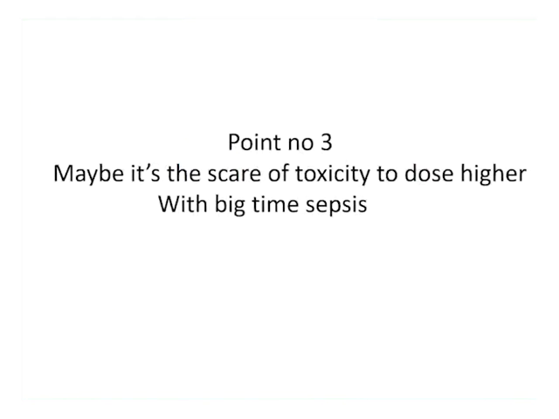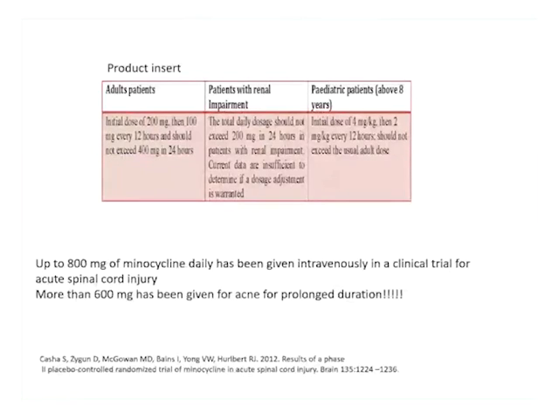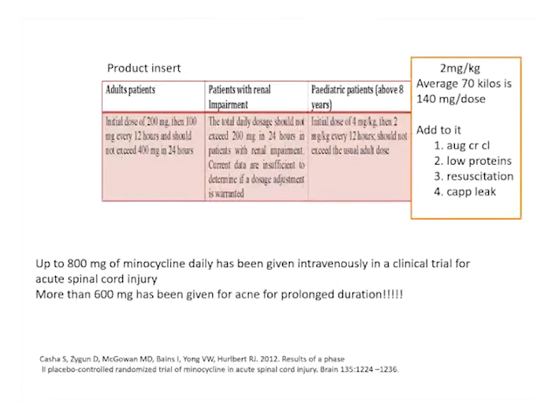The third point that I feel probably why we are not using a higher dose is maybe it's the scare of toxicity to dose higher with big time sepsis is what it looks like. Well, look at the product insert. The product insert says initial dose of 200 then 100 BD, and otherwise they say 4 milligram per kilogram. Now when you say 4 milligram per kilogram, an average 70 kilo individual will require 140 milligram per dose. Why are we dosing them 100 milligram if that is the case?